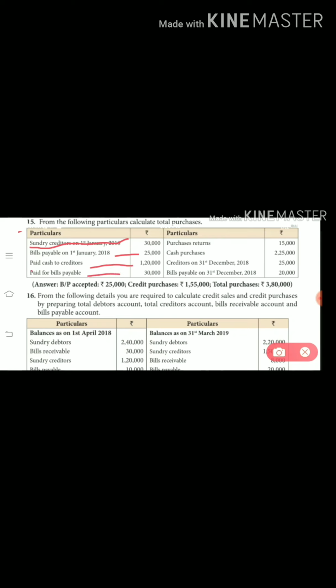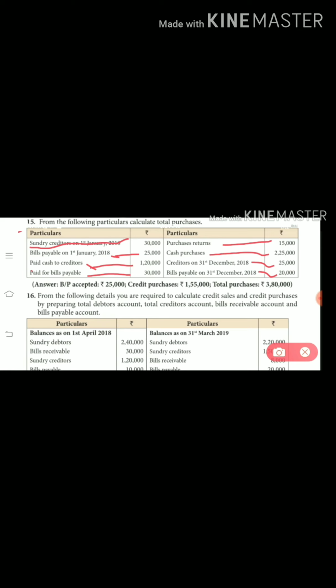Paid cash to creditors 1,20,000. Paid for bills payable 30,000. Purchase return 15,000. Cash purchases 2,25,000. Creditors on 31st December 2018 25,000. Bills payable on 31st December 2018 20,000. So there are two values given in this problem: the bills payable value and the total creditors value.